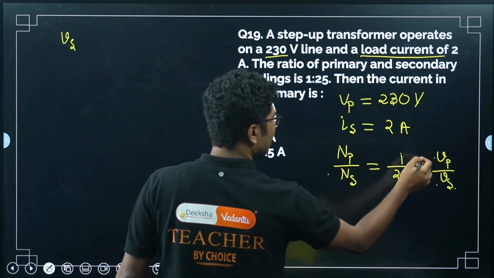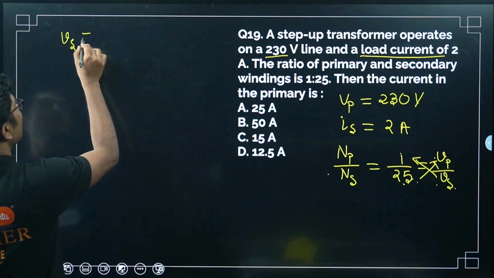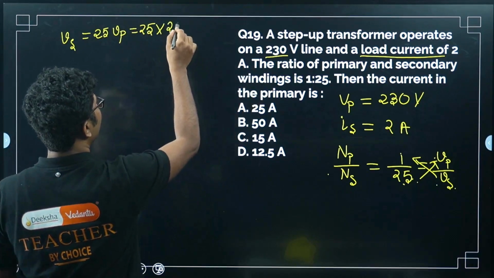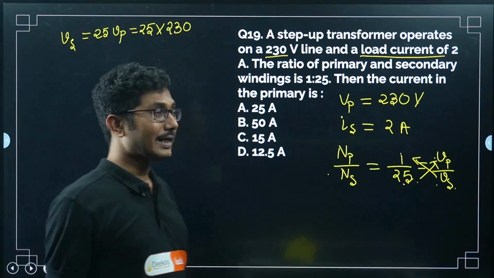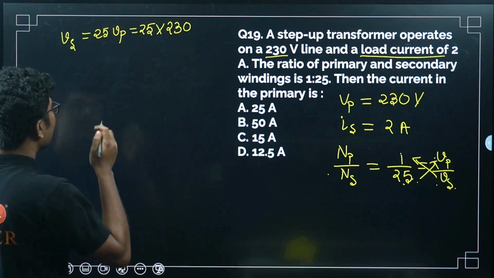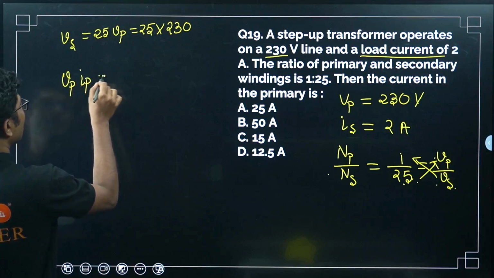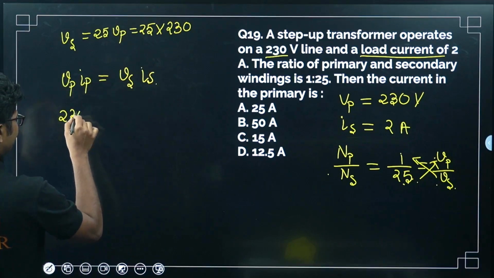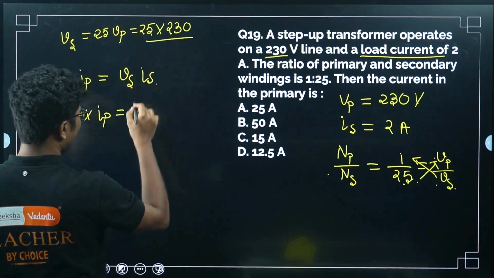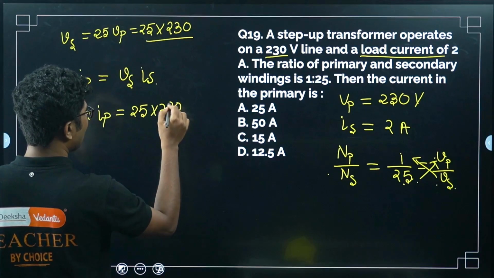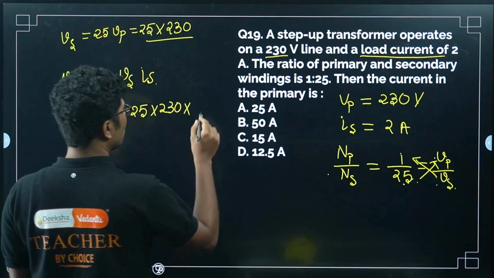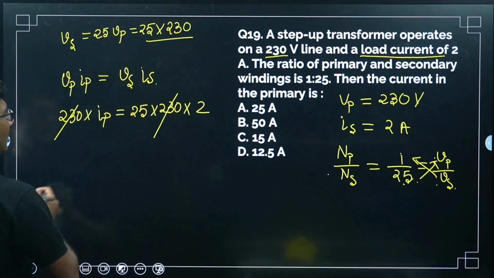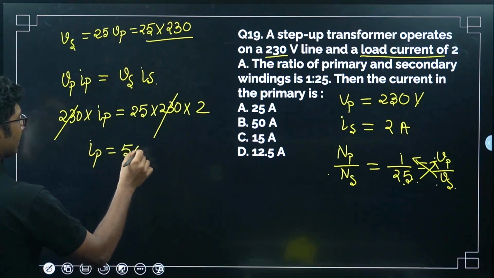Cross multiply: VS equals 25 VP, that is 25 times 230 volts. I am not interested in multiplying yet, because we have to calculate the input current. Now we know that input power, VP IP, should be equal to output power, VS IS, right? VP is 230, IP we are trying to find, VS is 25 times 230, and IS is 2. Now 230 cancels, so IP is 50.